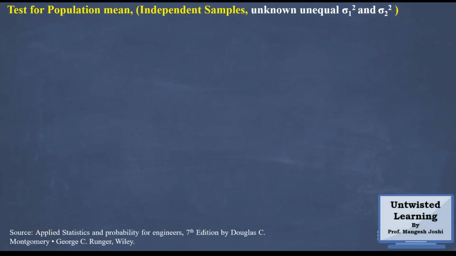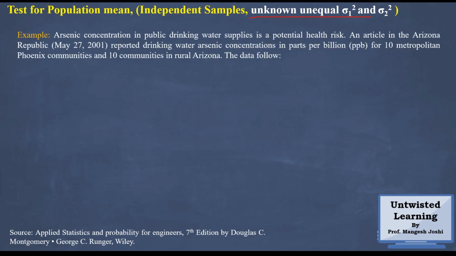Now the next case is test for population mean, independent samples, unknown unequal sigma 1 square and sigma 2 square. In the previous case we assumed sigma 1 square and sigma 2 square to be equal. In this case we will assume them as unequal. So let us take an example. This example is from Applied Statistics and Probability for Engineers, 7th edition, by Douglas Montgomery and George Runger, John Wiley and Sons publication.